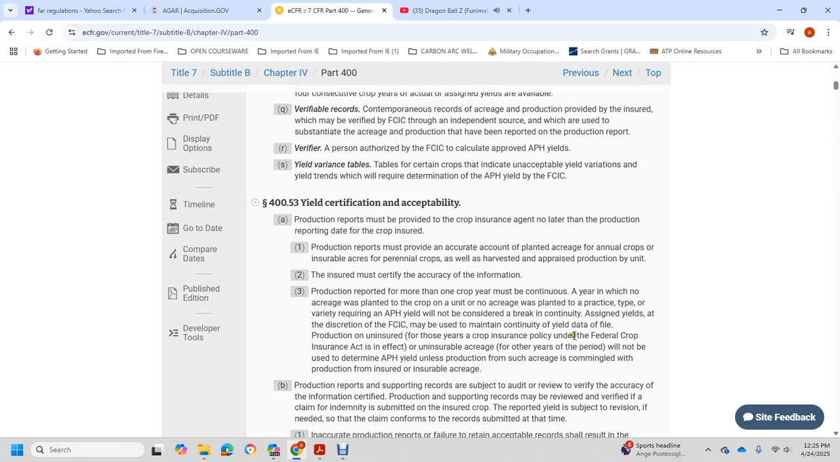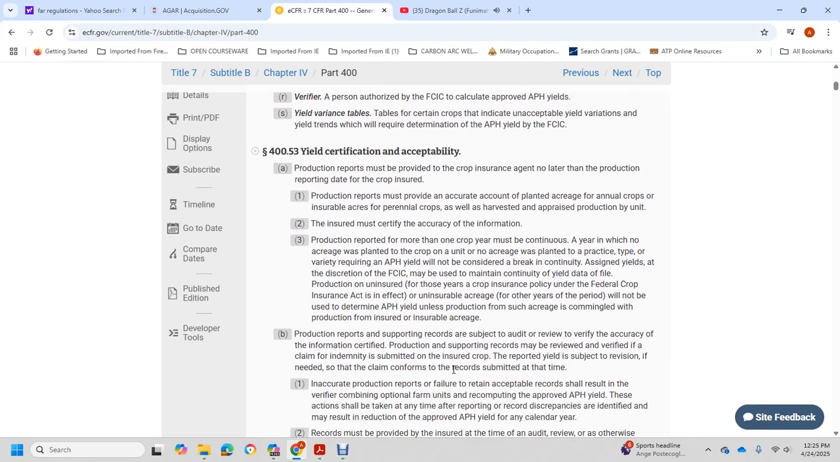Those years of the crop insurance policy with the field crop insurance activity that is in effect, the uninsurable acres for other years of the period will not be used to determine the actual production history yield, unless the production for such acreage is commingled with the production from the insurable acreage.